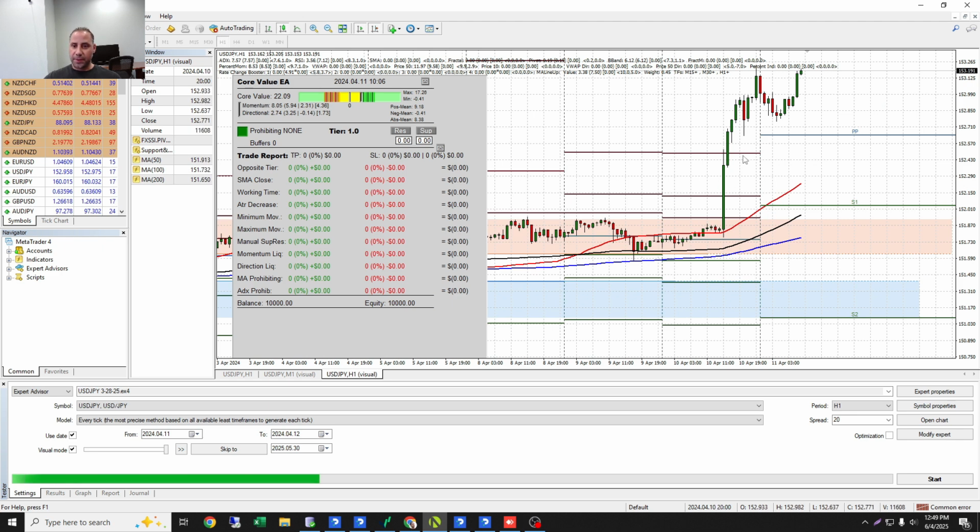So let's look here at our tester. As you can see here, here's that previous day, here's the 10th, and here's the 11th. At 10:06, this candle right here, we had a momentum value of 8.05 and a directional value of 2.74. So our momentum value is obviously higher than the 4.5 minimum, so that would check the box and let us trade, but the directional value is at a 2.74, which is below the 4.5, which does not allow us to trade. Even though we are in tier 1, core value is 22.09.